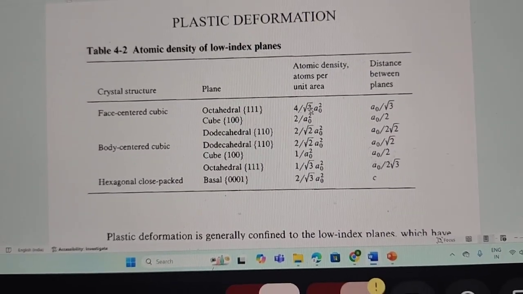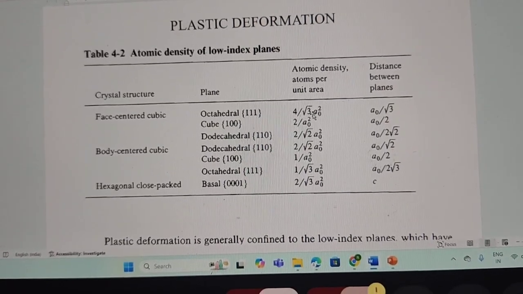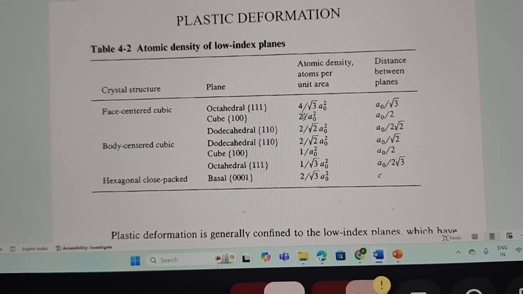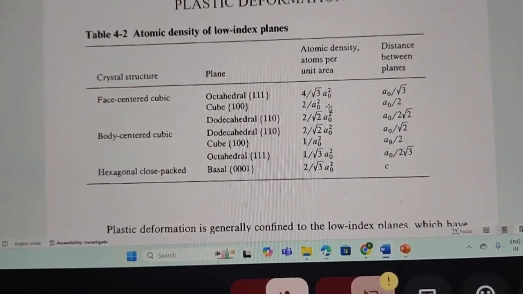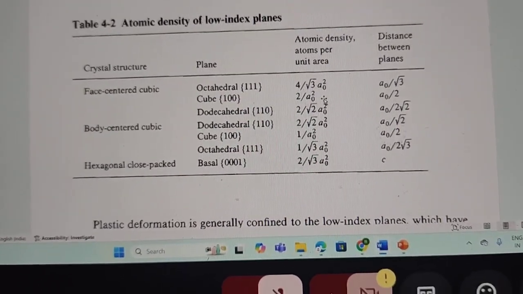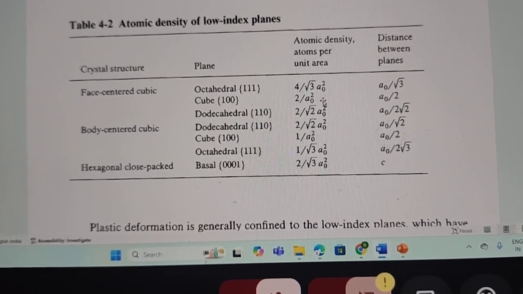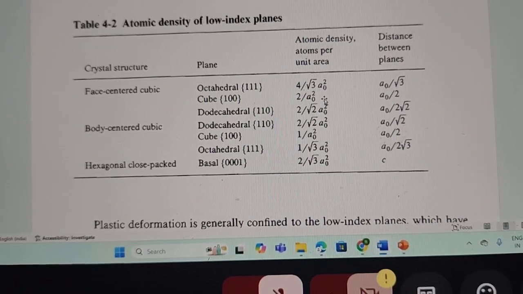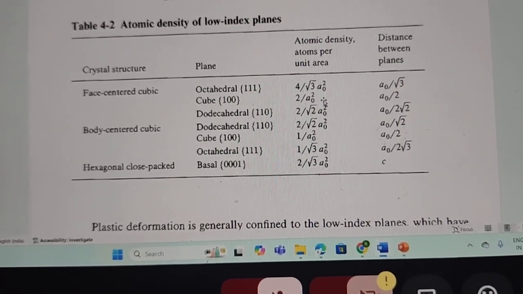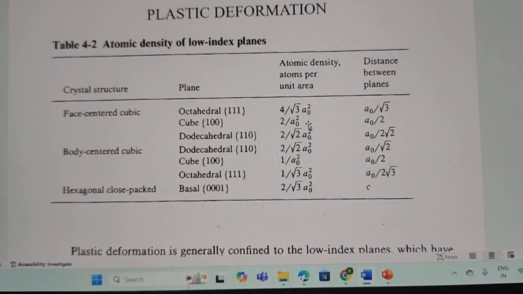That means the atoms per unit area is 4 by root 3 a0 squared, where a0 is the lattice distance. Now, 4 by root 3 a0 squared is the atomic density. That means atoms per unit area. In this much area, how many atoms can exist, that is the atomic density, that is the atoms per unit area. Now tell me one thing, I am asking you one tricky question.